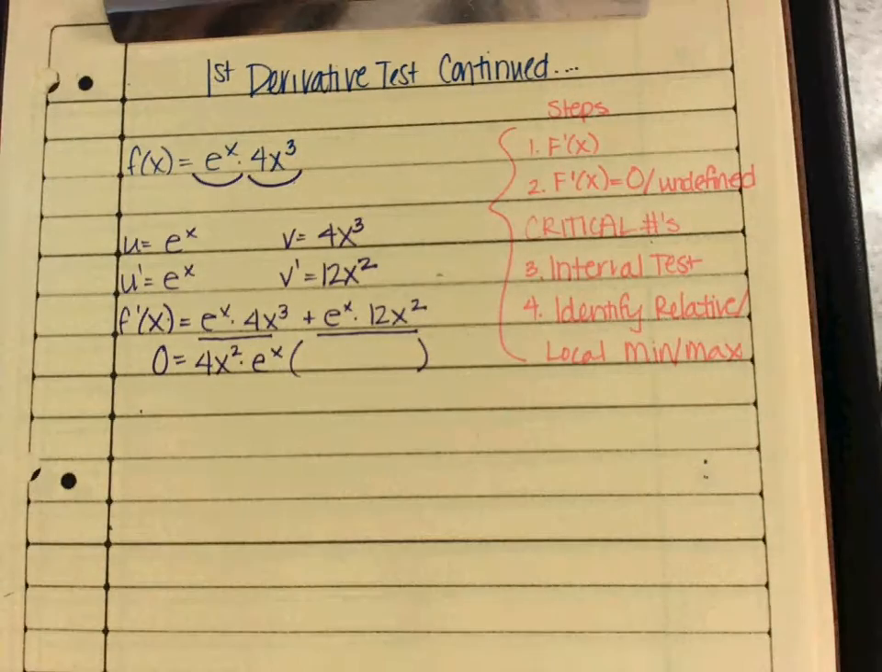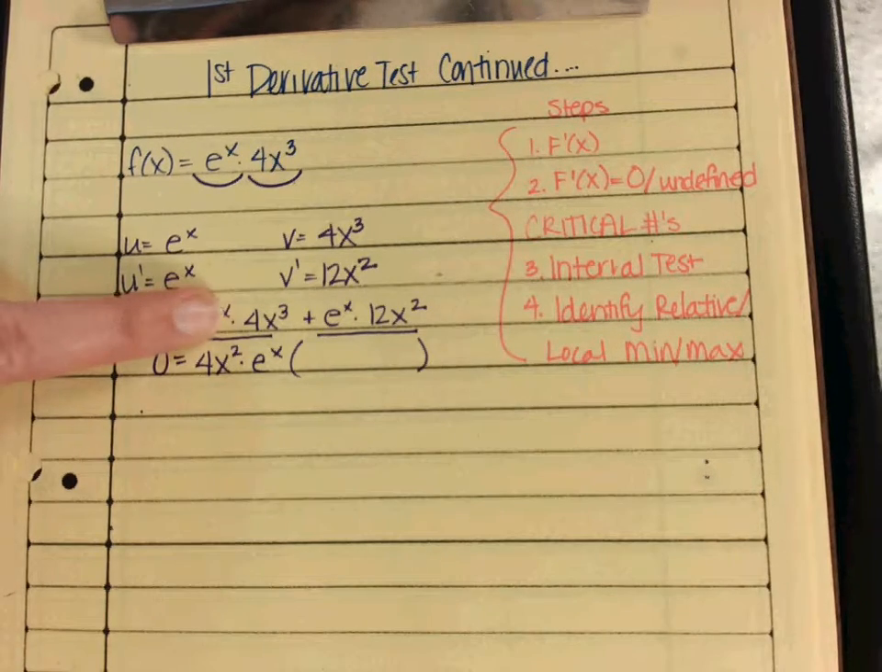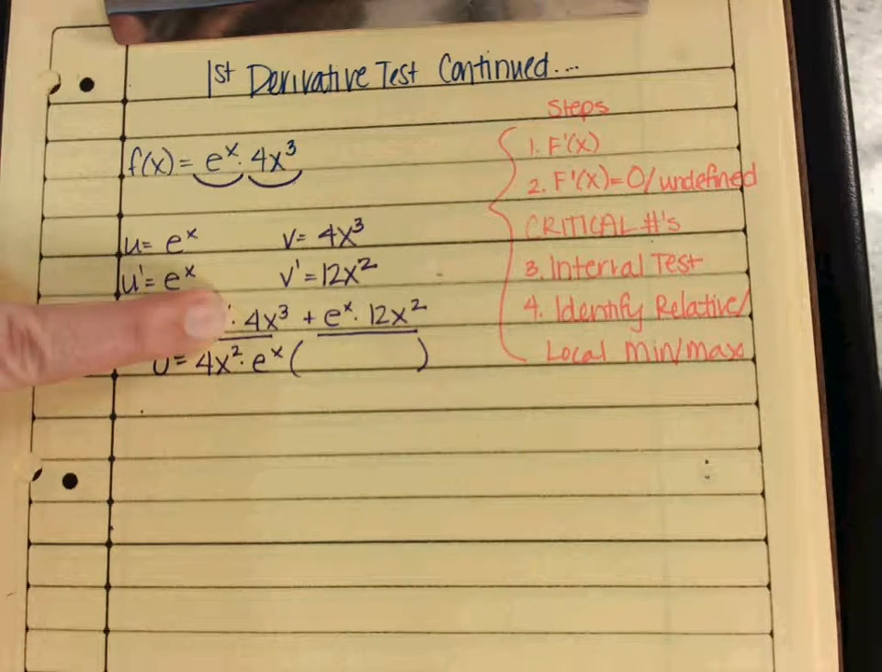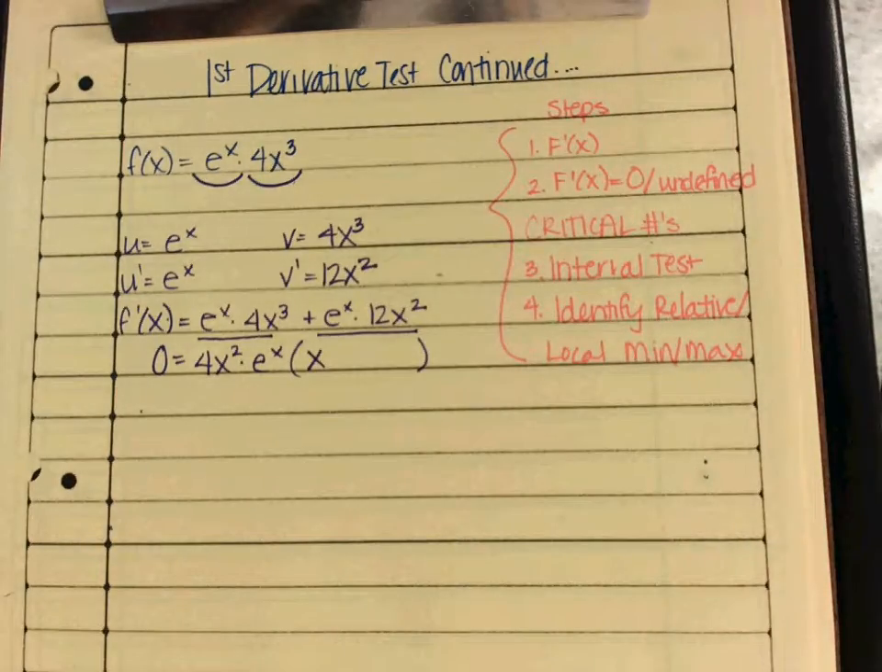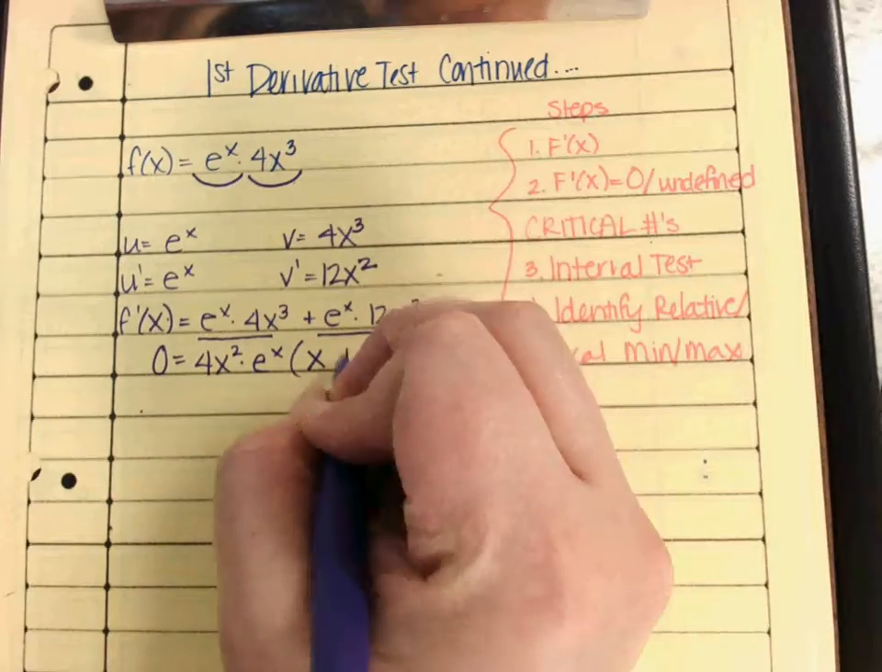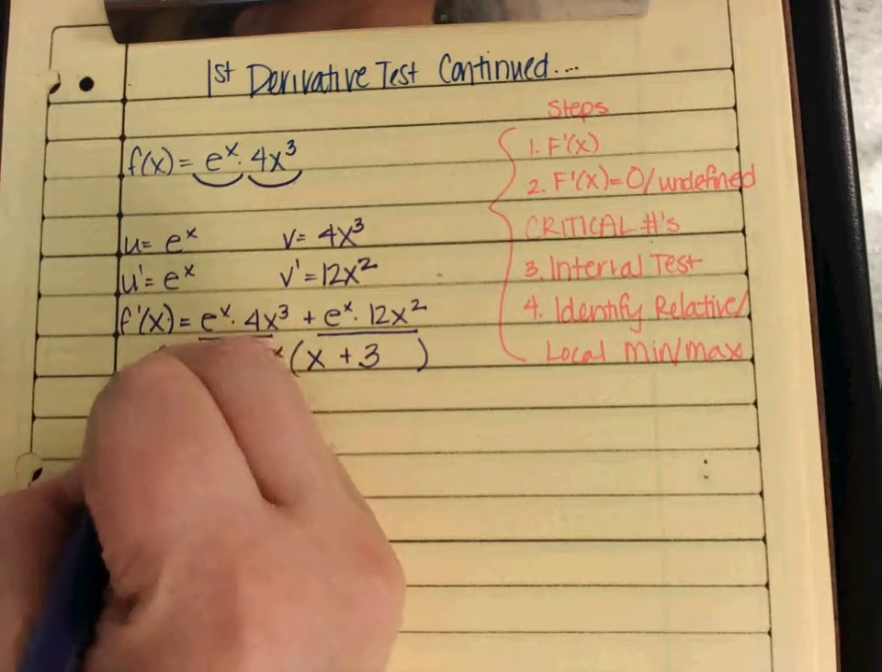Let's see what's left over. I already had my e to the x taken out. I already had my 4 taken out, but it was an x cubed. I took out an x squared. What's left over? Just an x. Second term, I had a plus 12, I'm taking out a 4, plus 3. Now notice my e is gone, my x squared is gone because they were GCF to the front. Now let's write our critical numbers.